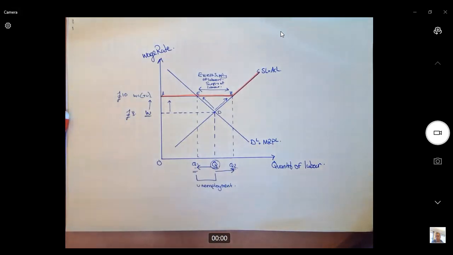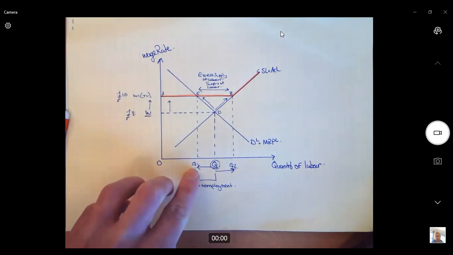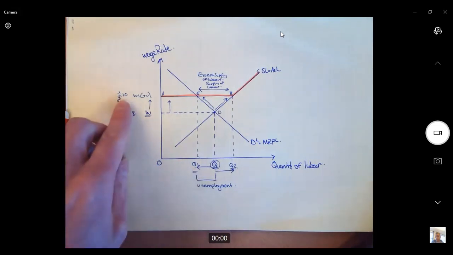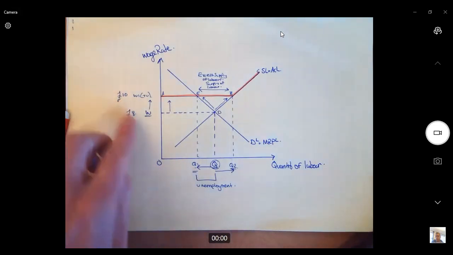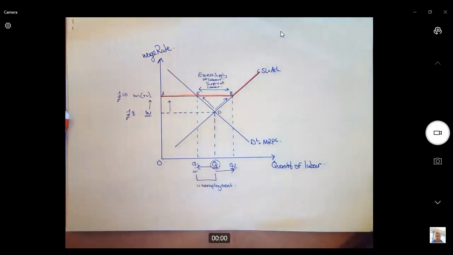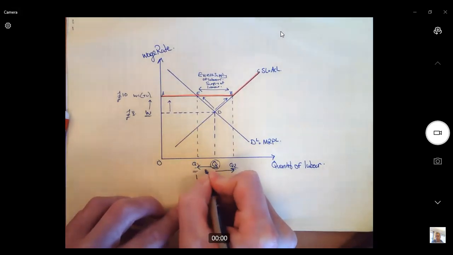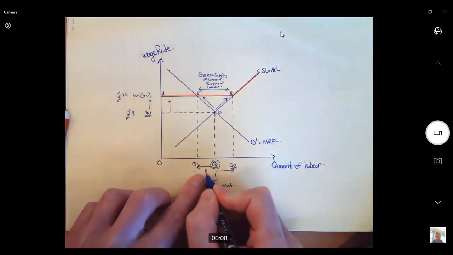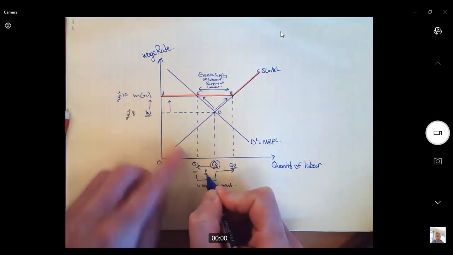Now, the issue with that is that with the union, there are winners and losers. The winners are the employees that have kept their jobs, the employees that remain at Q1, that have managed to keep their jobs and are now earning £10 per hour. The losers are the number of workers between Q and Q1. Let's say, for example, they lost 8 workers. So they had to make 8 workers redundant because it's now simply too expensive to pay them. So the 8 workers that lost their jobs, they're the losers. Yes, they were willing to work for £10, but they can't because they've been made redundant.